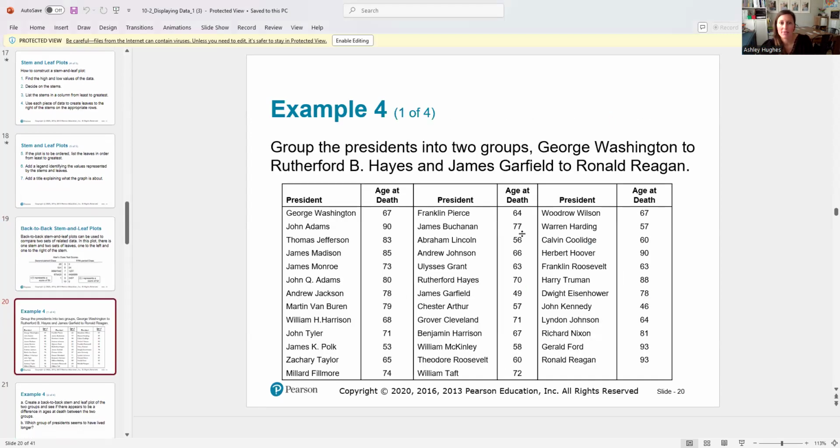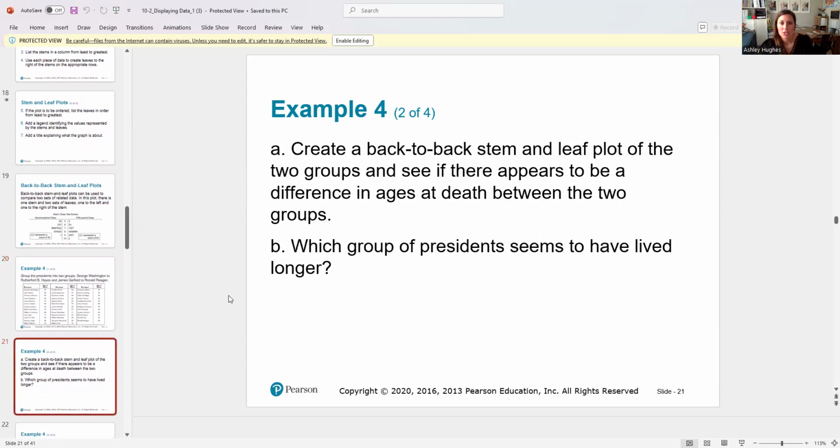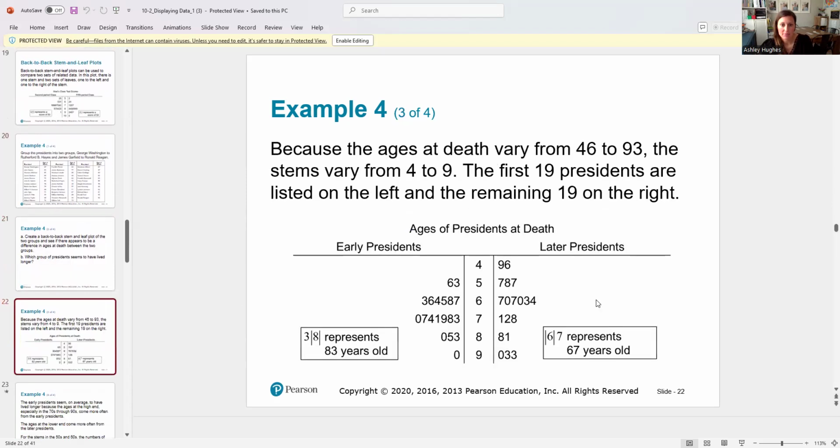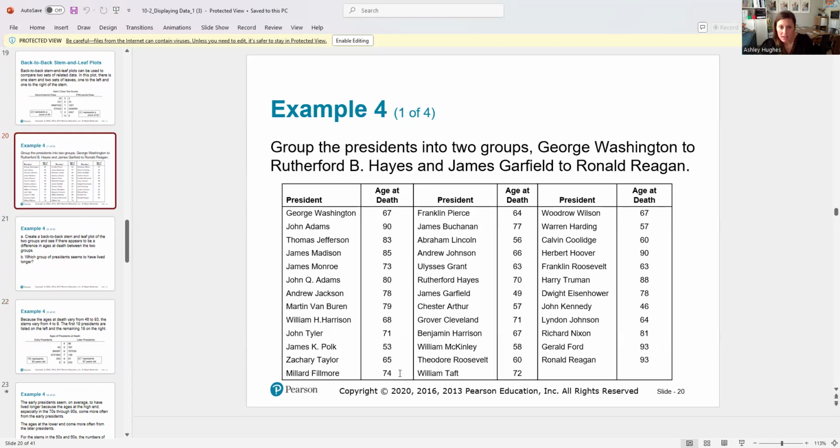Here's an example of ordering data into a stem and leaf plot. These are the ages of the presidents at their death. If you look at this, you can see the first several presidents written out with the age at their death. If we're supposed to create a stem and leaf plot, let's see how that would look. This says they divided it into early presidents and later presidents. First you had to look: what's the youngest that a president died? You see here John Kennedy was assassinated when he was 46, so 46 is the youngest.